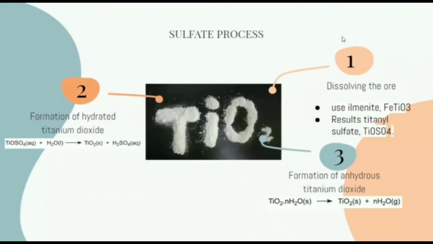The sulfate process involves three main stages. The stages are dissolving the ore, formation of hydrated titanium dioxide, and formation of anhydrous titanium dioxide. In the first stage, the ore named ilmenite will be dissolved in sulfuric acid. Then it will undergo a few processes that result in a solution containing titanium sulfate.